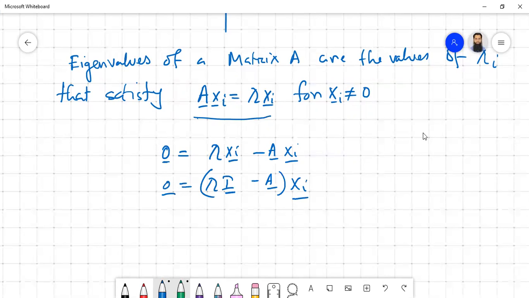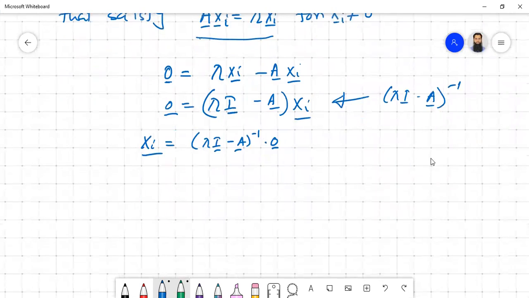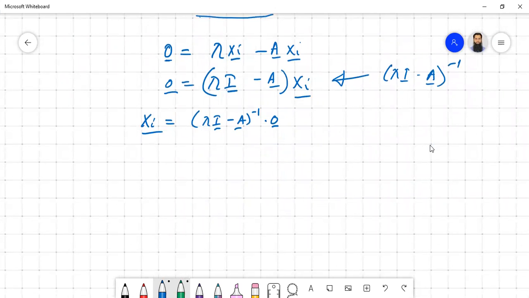Now if you solve for xi, you have to multiply both sides of this equation by the inverse of (lambda I minus A). If we do that, then we have xi equal to (lambda I minus A) inverse times 0, the null vector. Now we know that the inverse matrix can be written as the adjoint of (lambda I minus A) divided by the determinant of (lambda I minus A).